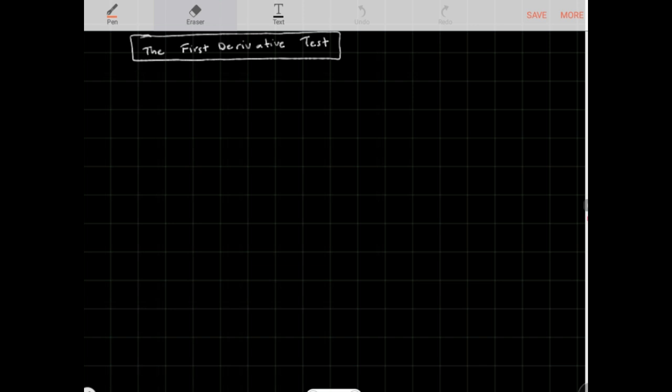All right, let's take a look at the first derivative test. The first derivative test is basically the use of critical points to determine intervals of increase and decrease, right? So what is a critical point?